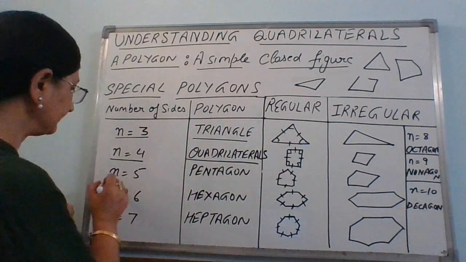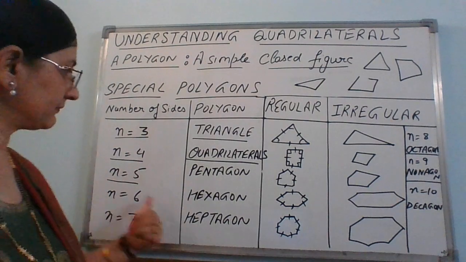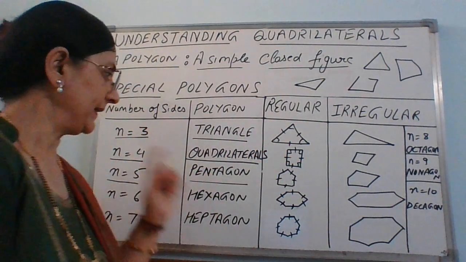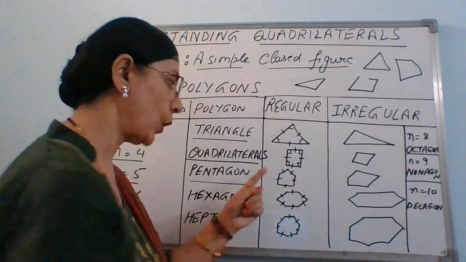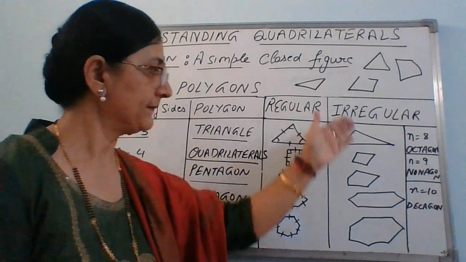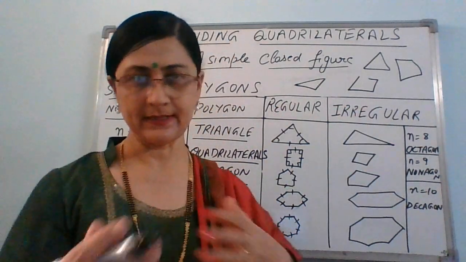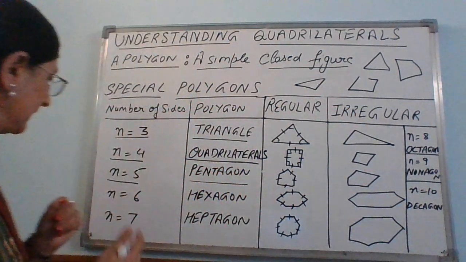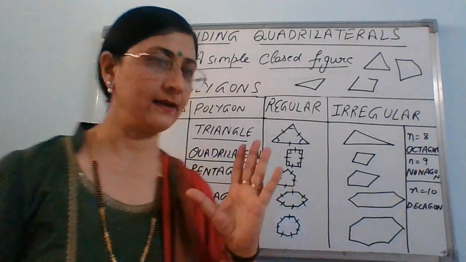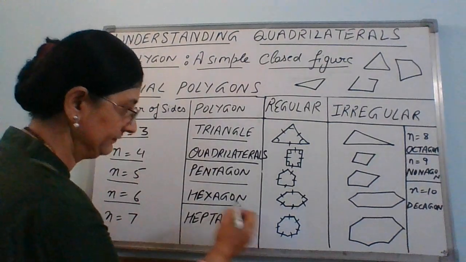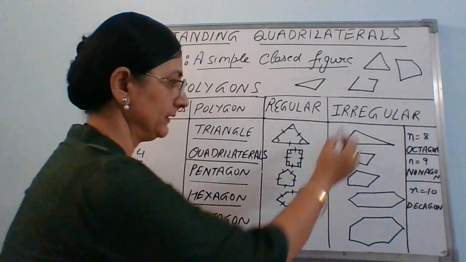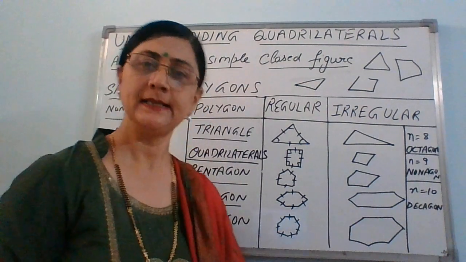Now 5 sides: a polygon having 5 sides is called a pentagon, right? If all the sides are equal, then it is called a regular pentagon, and this one is irregular because the sides are not the same length, right? Okay, now when n is 6, it is called a hexagon, right? This is a hexagon having 6 sides. All the sides are the same, regular, and the irregular one is this one having different sides.